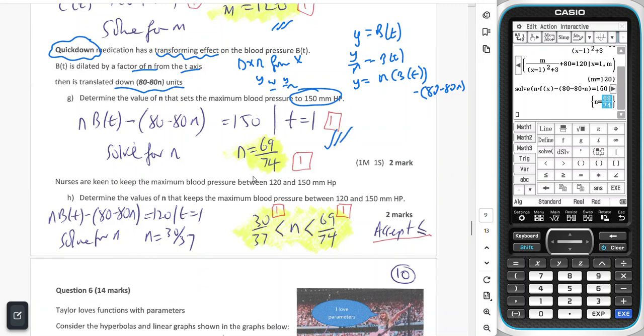The nurses are keen to get the maximum blood pressure between 120 and 150. Determine the values of N. Well, the maximum is 150, so there's my 69 on 74, and I wish it to be less than. So I also wish to find what's the value of N that gives 120, and that gives 30 on 37, so that's going to be the range. So that's 5 in total.